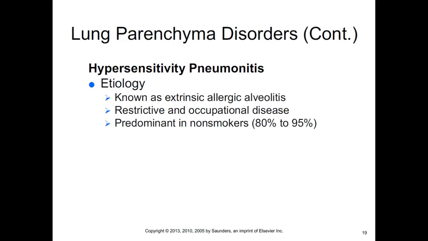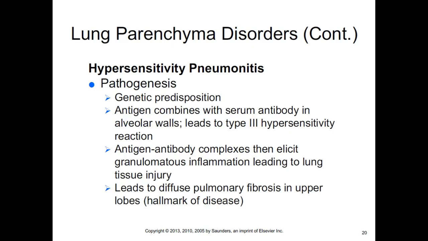Hypersensitivity pneumonitis, also known as extrinsic allergic alveolitis, is restrictive and usually occupational in nature, and it's predominant in non-smokers. It's usually a genetic predisposition where your antigen combines with an antibody in the alveolar walls, leading to a type 3 hypersensitivity reaction. So remember to review some of your hypersensitivity reactions. And antigen-antibody complexes then can elicit some granulomatous inflammation, leading to lung tissue injury.